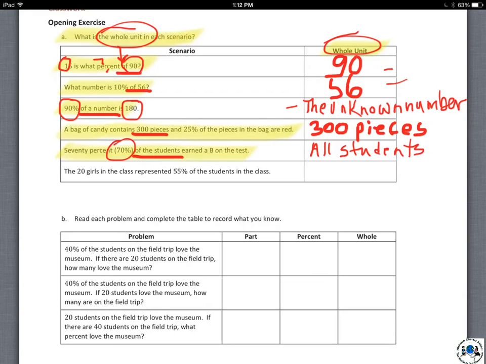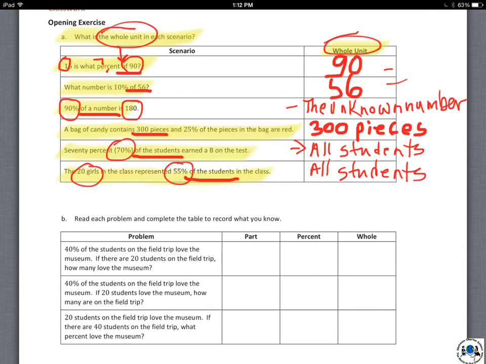That one is an interesting one. But in this case, the whole is going to be all students, 70% of all those students. Next one, the 20 girls in the class represented 55% of the students in the class. Here we have the part, we have the percentage, and of course, we have our students, again, all students, as the unknown whole. Okay, unknown whole.